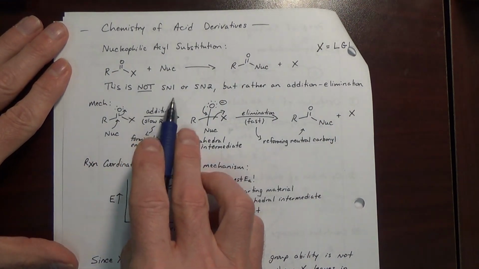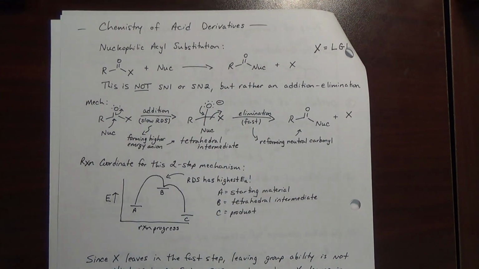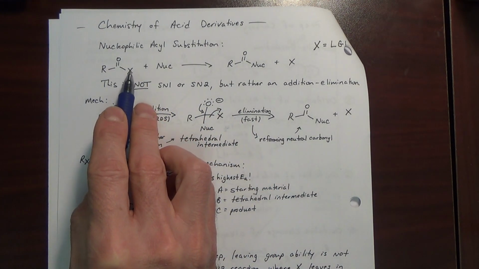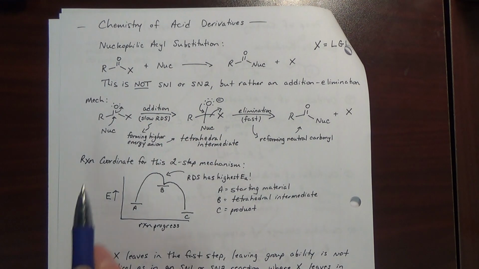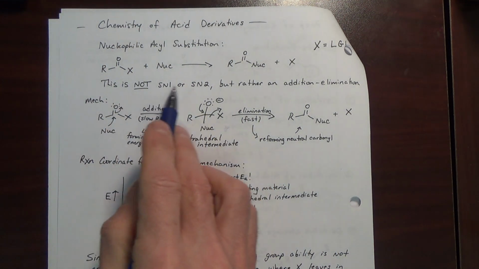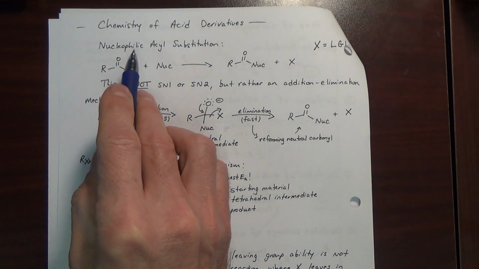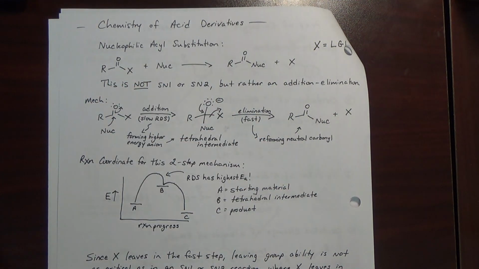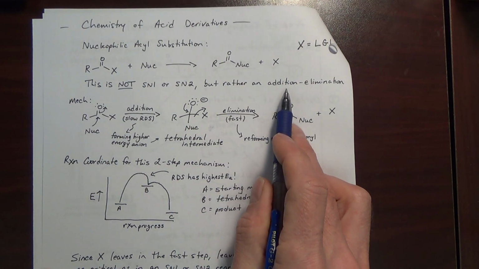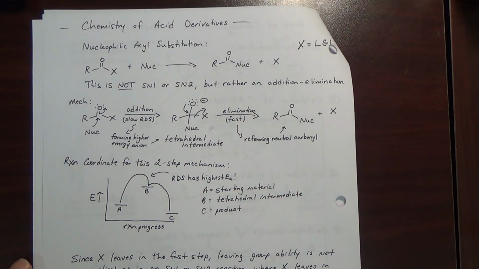But this is not SN1 or SN2 because you do not do these mechanisms when the leaving group is on an sp2 carbon. And we said the same thing when we were looking at nucleophilic aromatic substitution. This is instead an addition-elimination mechanism.